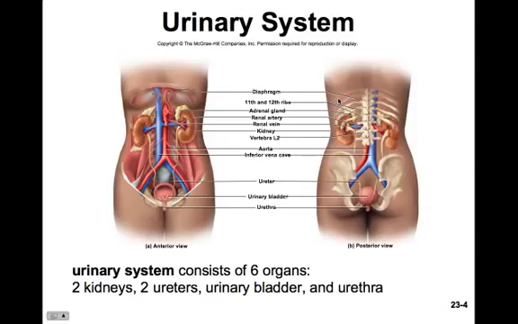The urinary system consists of 6 organs. There are 2 kidneys, 2 ureters, 1 bladder, and the urethra. We'll spend most of our time looking at the kidneys. However, in the later portion of the chapter, we'll look at the transport system.